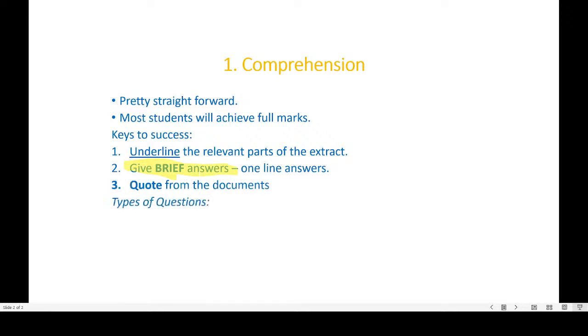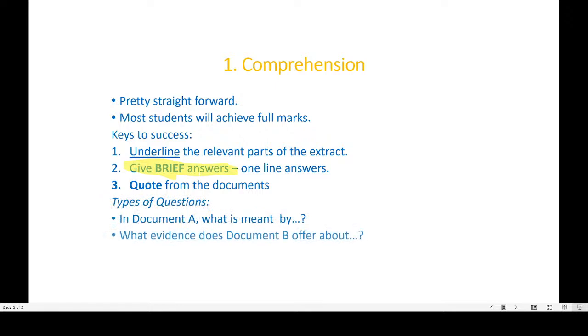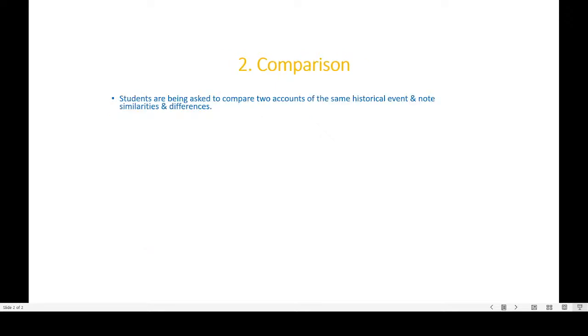So the types of questions that will come up here. In document A, what is meant by? What evidence does document B offer about? So really simple. Do you comprehend or understand the source that is in front of you?